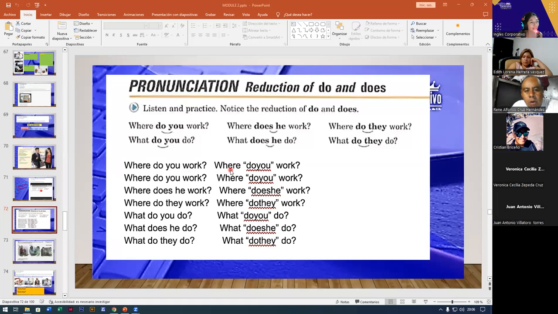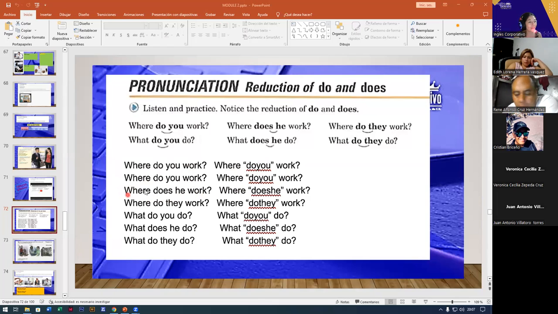But sometimes people speak very fast and they sound like this. Where do you work? Where do you? Cuando se pronuncia rápido, este do you suena como una sola palabra. Y do suena como una R-O. Where do you? It's not like, where do you? Where do you work? And it's very fast. Where do you work? What does he work?